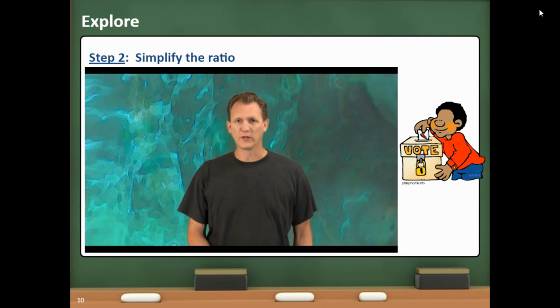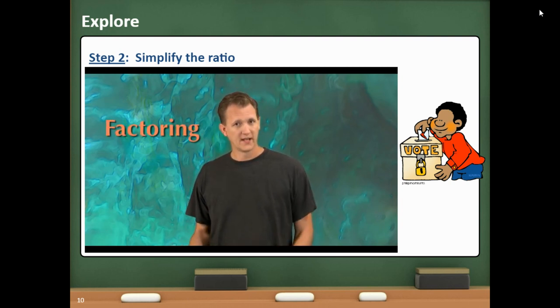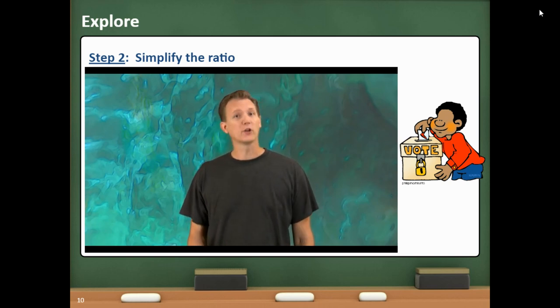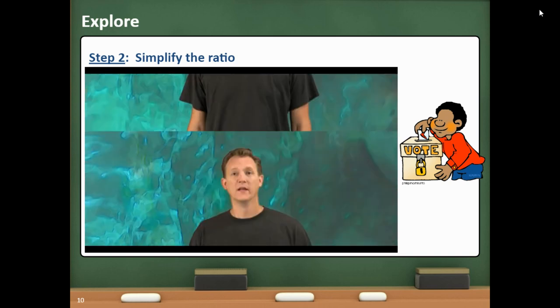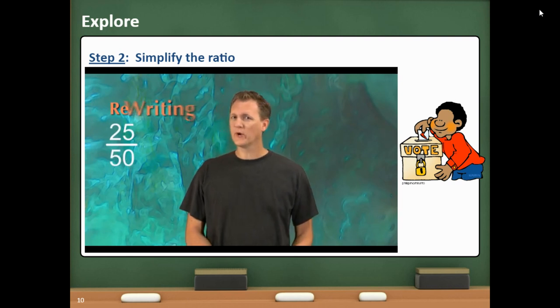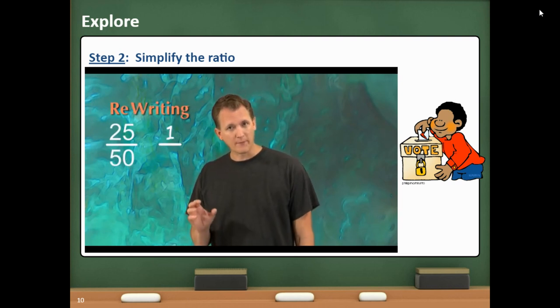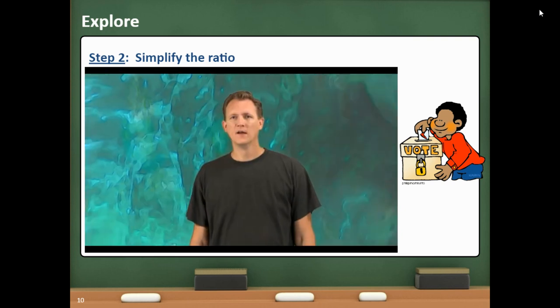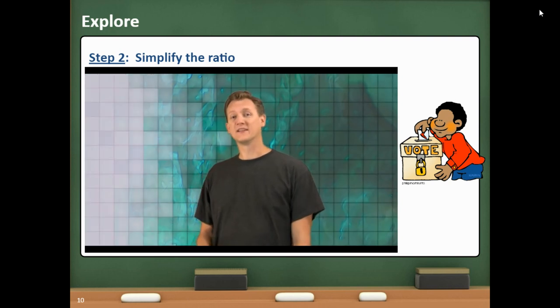In a previous video, we learned all about factoring whole numbers. And now we're going to learn how factoring can help us when working with fractions. We're going to learn how to simplify fractions. Simplifying a fraction means rewriting the fraction using the smallest top and bottom numbers we can without changing the value of the fraction.